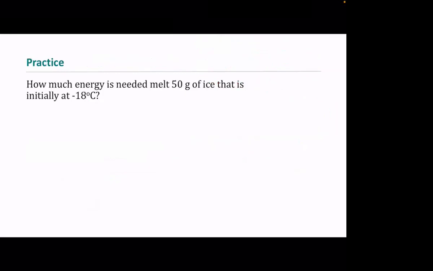All right, let's see which one I have. I have: how much energy is needed to melt 50 grams of ice that is initially at minus 18 degrees C? So similar to what we just did, only we're not going to take it all the way up to 100 degrees C. It's only 2 steps in this case. This is much more reasonable for an exam question. Oh, I guess I need to switch back. But the same approach.